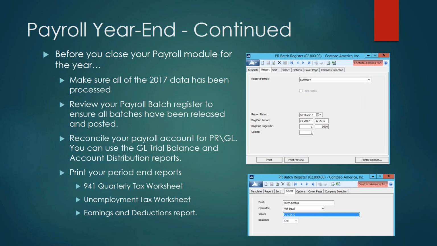Now, before you close your payroll module for the year, one, you make sure all of the data has been processed. You review your payroll batch register to ensure all of your batches have been released and posted. You reconcile your payroll account with payroll in GL. You can use your trial balance and your account distribution reports. Print your period end reports, your 941 tax worksheet, the unemployment tax worksheet, and your earnings and deductions report. You can also export these to a PDF so you can reference them at a later date if necessary.